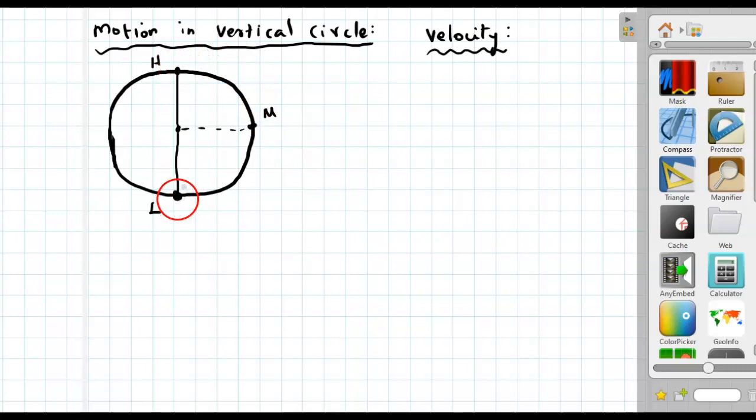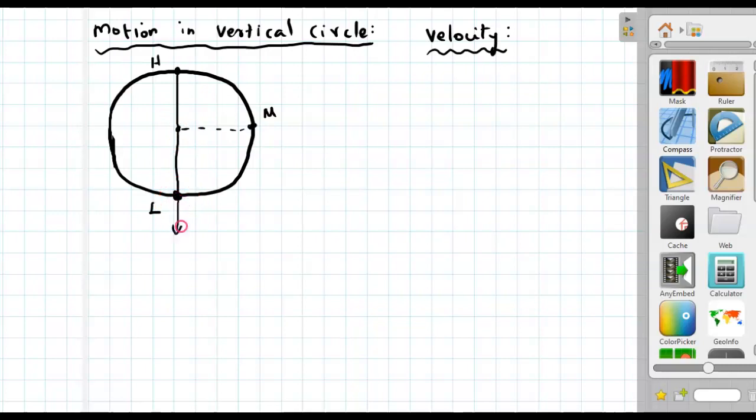This is the lowest point, here is the highest point, and here is the middle point. As it is going up, the velocity and the tension decrease, and when it comes down, velocity and the tension increase, and it is the maximum at the lower point L. Now consider a small body of mass m attached to one end of a string.